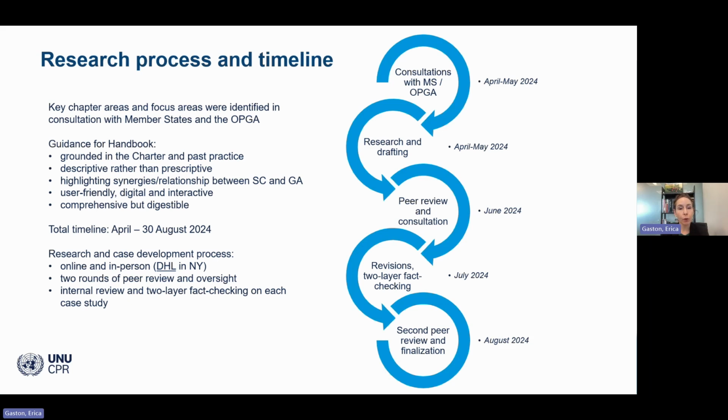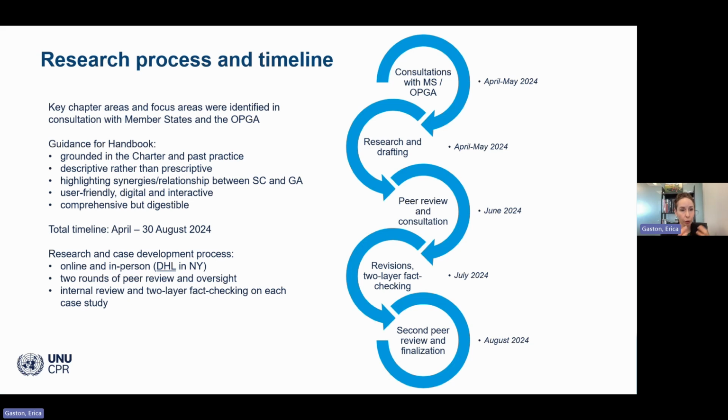We did have two rounds of peer review from outside experts, academics, those within the Secretariat, member states, and those within the President of the General Assembly's office. Because we did have to produce this quite quickly, but it's important for a reference material like this to have accurate information, we also had two rounds of independent fact checking.